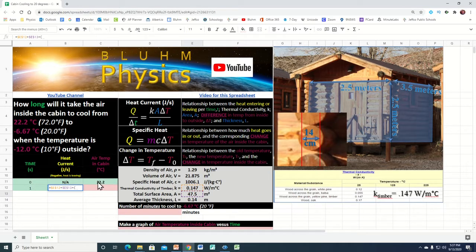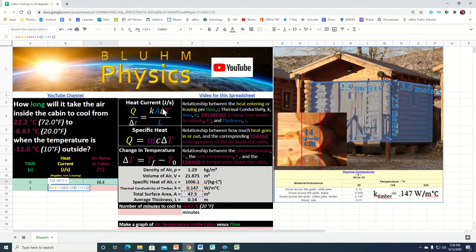Currently, the air in the cabin was 22.2 degrees Celsius, 72 degrees Fahrenheit, and outside the temperature was 10 degrees, or negative 12 degrees Celsius. So I'm going to take that current temperature with no dollar signs, because as I copy that down, I do want that to change. And then I'm going to subtract from it a minus 12, which is just the same thing as adding 12. That's going to be the difference in temperature from one side to the other.